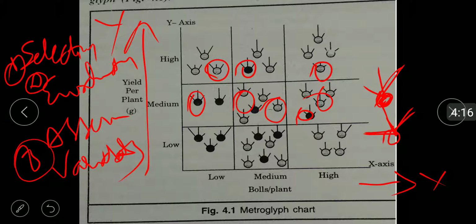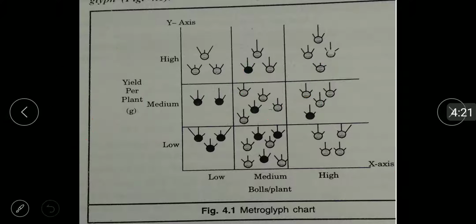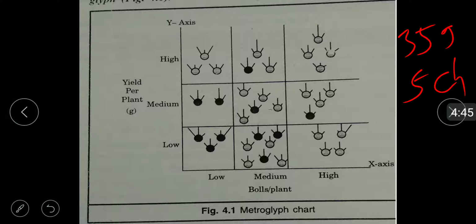Let's study this graph briefly with an example. Let us consider 35 genotypes of cotton and 5 characters. The characters are seed cotton yield per plant, boll weight, number of bolls per plant, ginning outturn, and mean halo length.